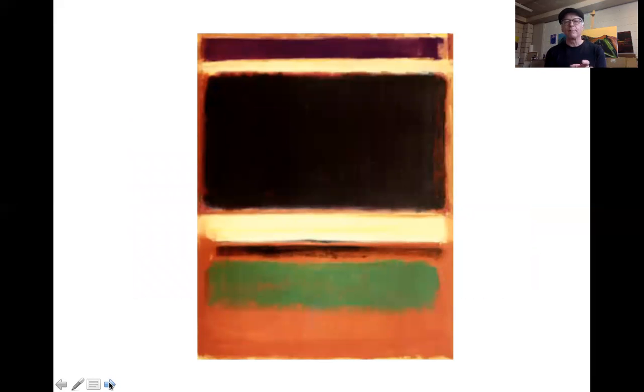Okay, everybody will be familiar with Mark Rothko, and this is a painting from 1949 called Number 3, Number 13, magenta, black, green on orange. Again, the question is, what is this about?